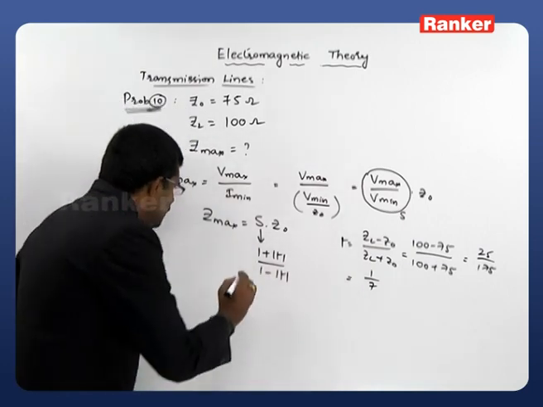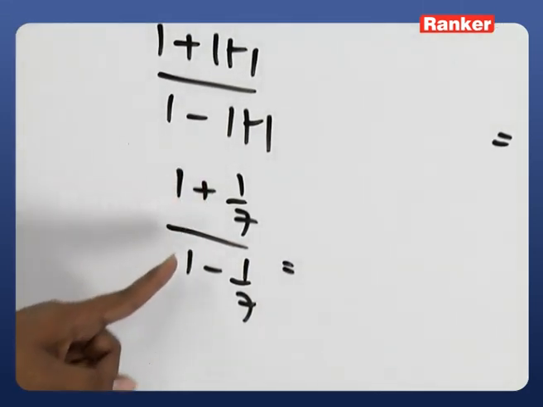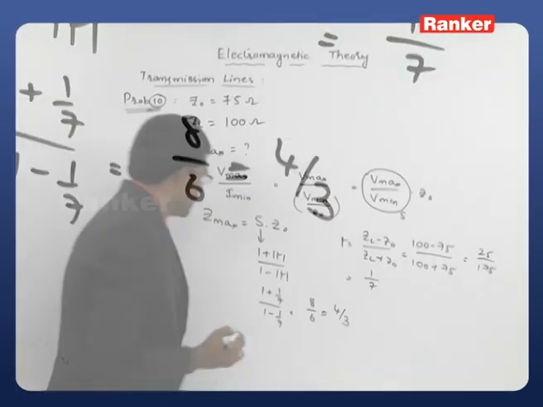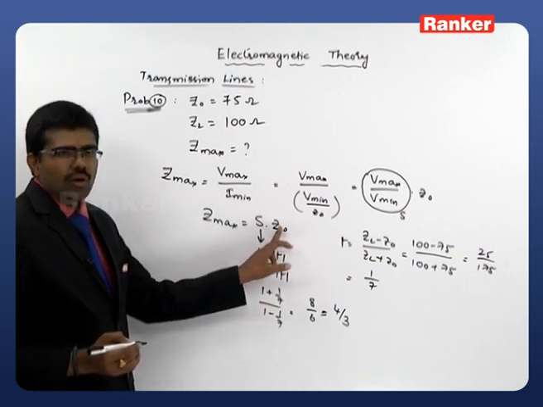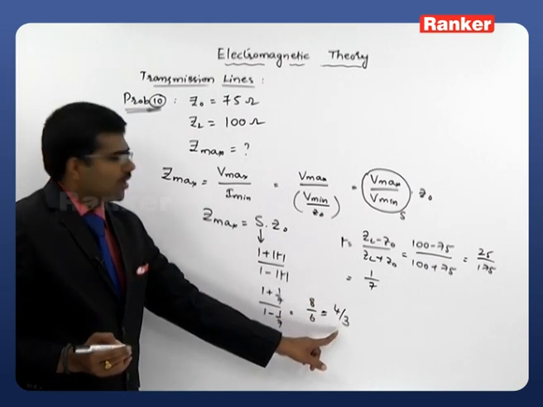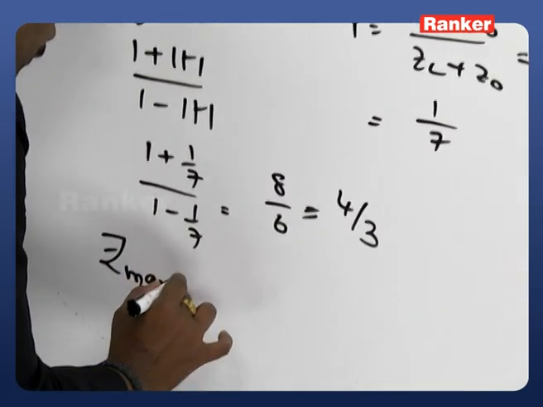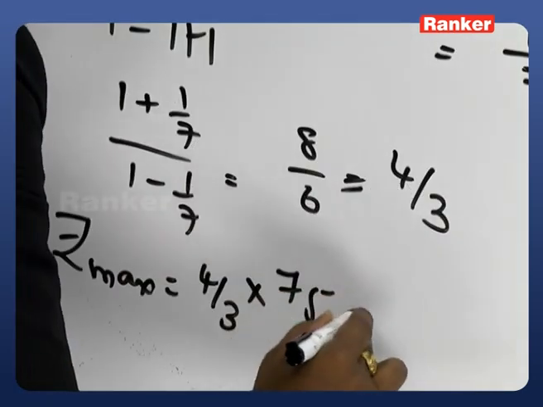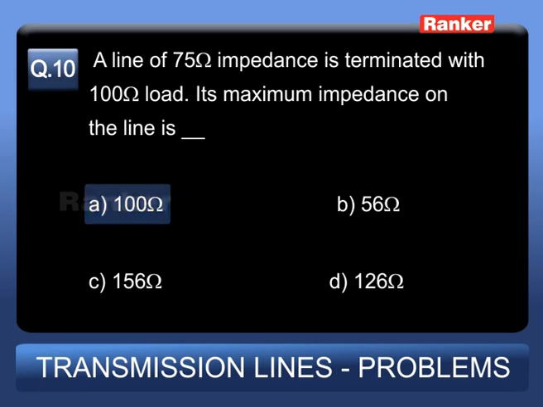Now substitute gamma here. Then S becomes 1 plus 1 by 7 divided by 1 minus 1 by 7. 1 plus 1 by 7, how much is it? 8 divided by 6, which is simply 4 by 3. So S is equal to 4 by 3. Don't take that this is the total answer. Z max is equal to S into Z0, that's what we have, right? So S is 4 by 3. Now what is Z0 here? Substitute 75 there. Then Z max is equal to 4 by 3 multiplied with our Z0, 75 ohms, which is equal to 100 ohms, the answer. This 100 ohms answer is available in your option A. So option A is the correct answer.